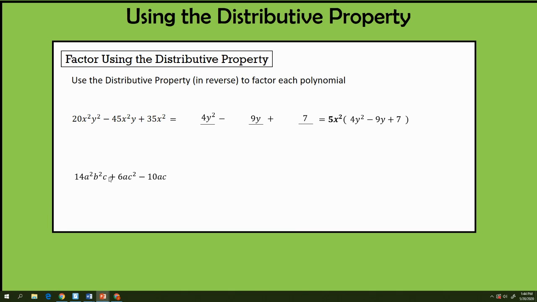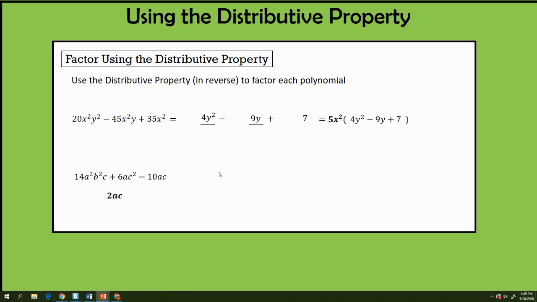14a squared b squared c plus 6ac squared minus 10ac. First things first, what's the GCF? So the numbers 14, 6, and 10. GCF should be a 2. Variables, a squared, a. So they at most all have one a. B squared, no b, no b. So we can't take any b's out. And then c, c squared, c. So they at least have a c in common. So 2ac is the GCF. That's the biggest term that will divide each of those.